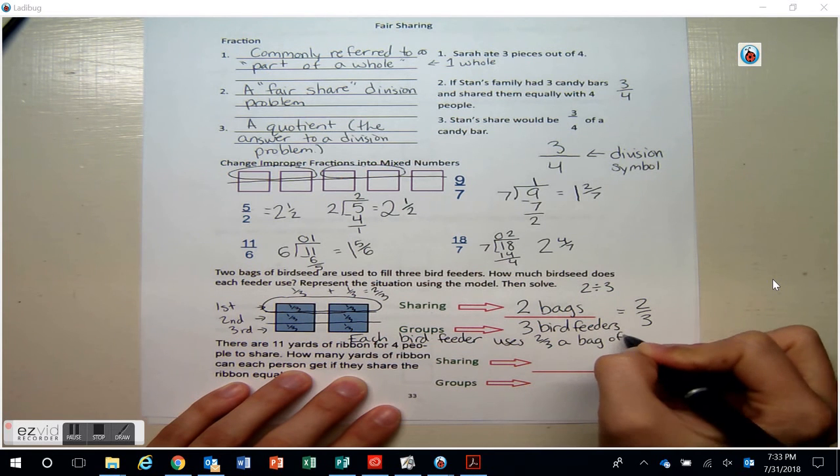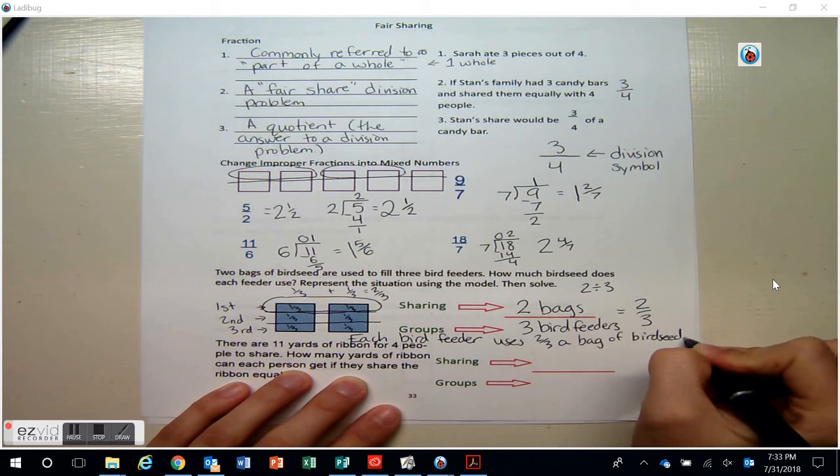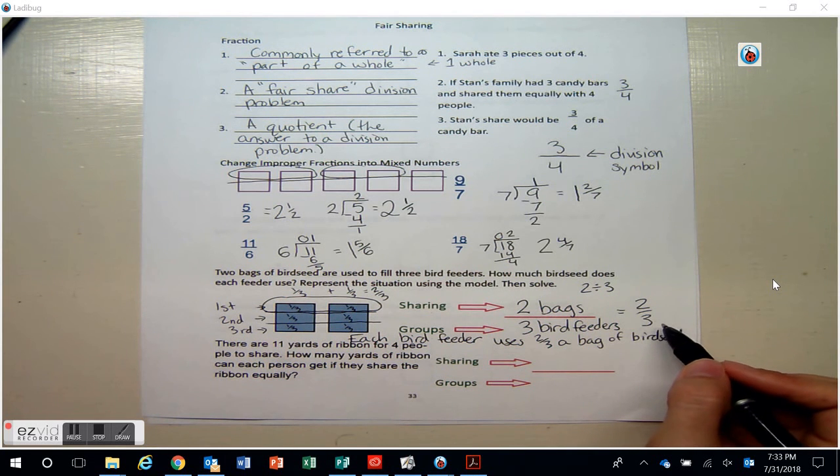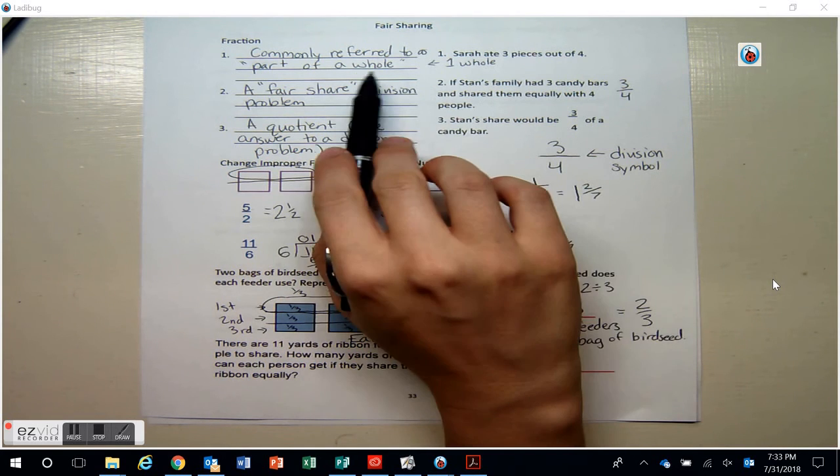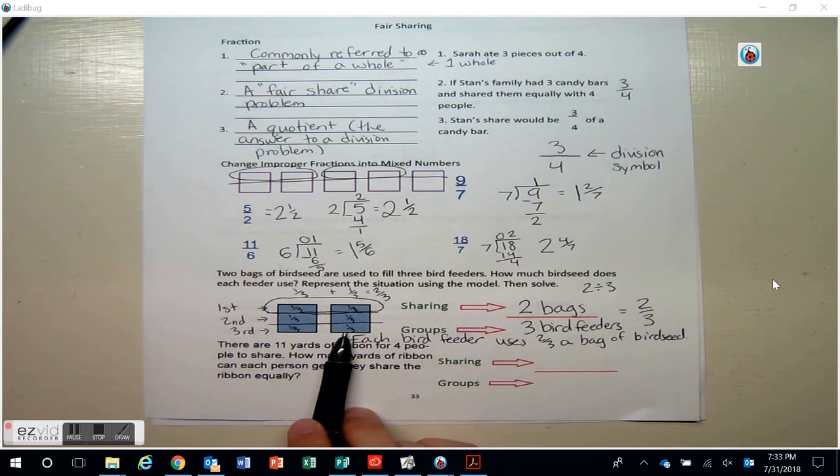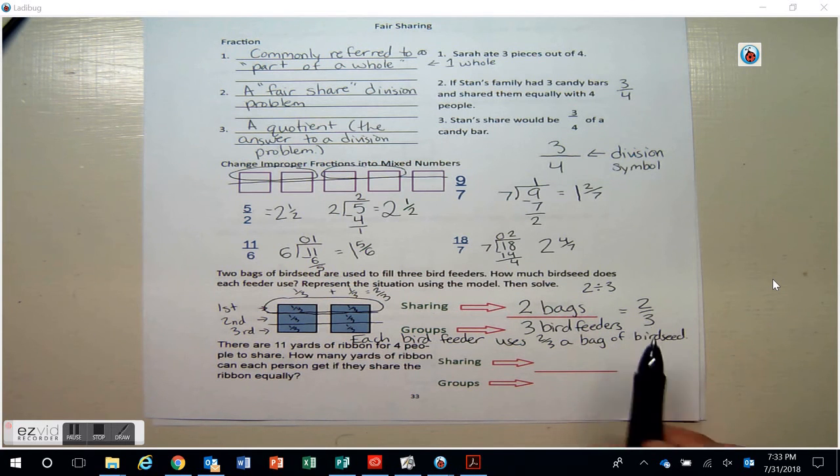Well, this was 1 bag, so this is 1/3, this is 1/3, and this is 1/3 of that 1 bag. This is 1/3, 1/3, and 1/3 of that second bag. How much does each bird feeder get of the bag? Well, the first bird feeder gets 1/3 of a bag from this bag, and 1/3 of a bag from this bag. Well, 1/3 plus 1/3 gives me 2/3. That's one way to figure this out. It's a longer way than necessary.